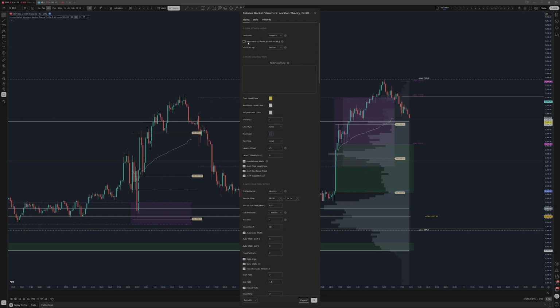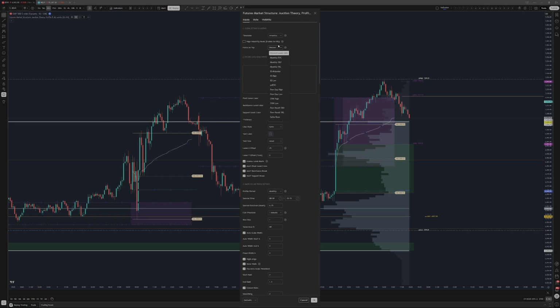Force on top. This is a visibility tool. If price is consolidating, your most important levels might get hidden behind a background fill. Use this to force your daily pivot or monthly POC to the very front layer.